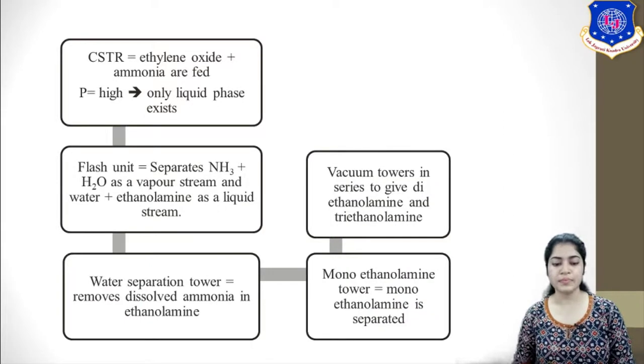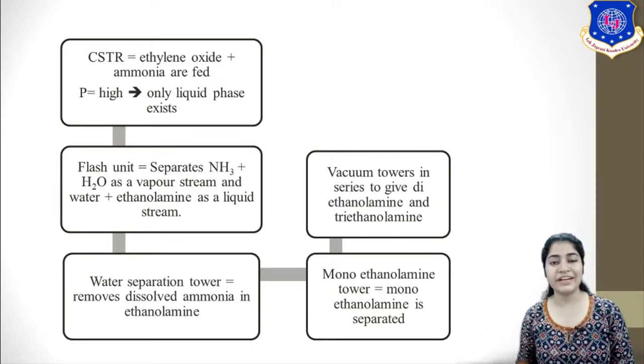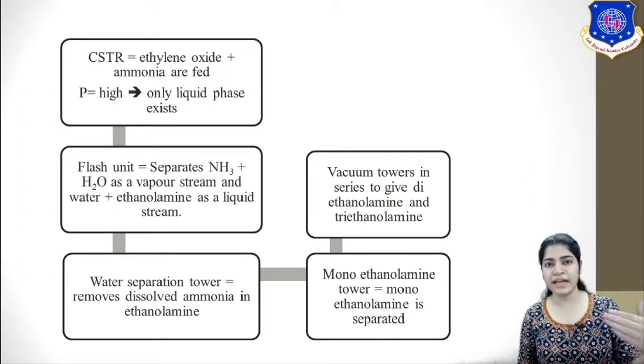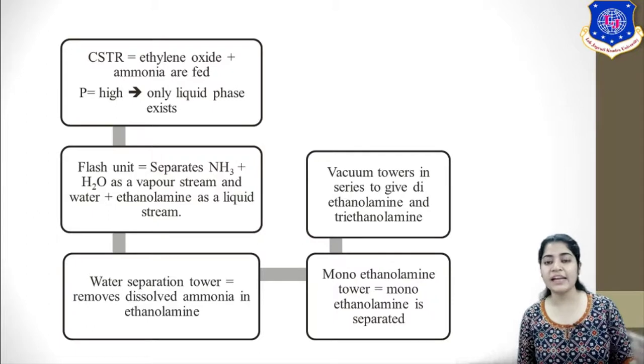Now then, in the CSTR your reaction is happening. Now then, your reaction mixture is sent where? To the flash unit, where it separates ammonia and H2O as a vapor stream, okay. So two streams are produced, vapor and liquid. In your vapor stream you have what? Unreacted ammonia and water, right? And in your liquid stream you have your ethanolamine and water mixture.